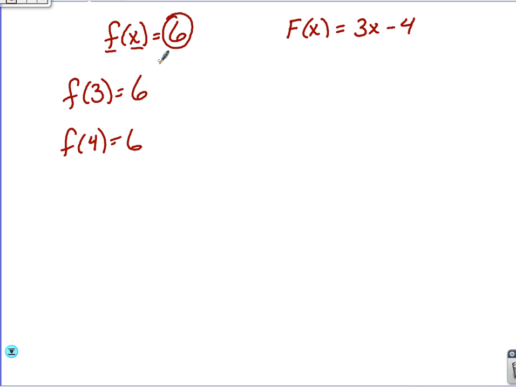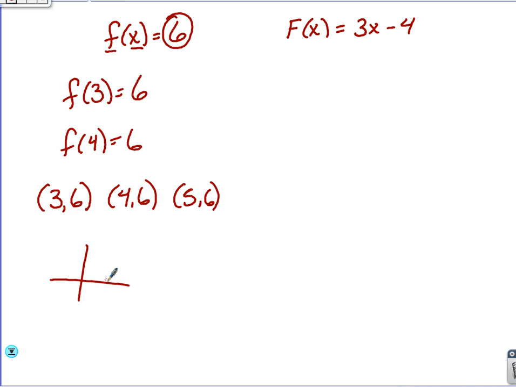So anytime you have what's called a constant function, anytime a function is equal to a constant number, it doesn't matter what you plug in, that value will always be 6. So you can think of that in terms of ordered pairs. When you plug in 3, you get 6. When you plug in 4, you get 6. When you plug in 5, when you plug in anything, you're going to get 6. If you actually look at the graph of that, where you've got (3, 6), (4, 6), and (5, 6), the graph of a constant function, I know I'm getting ahead, but the graph of a constant function would actually be a horizontal line.